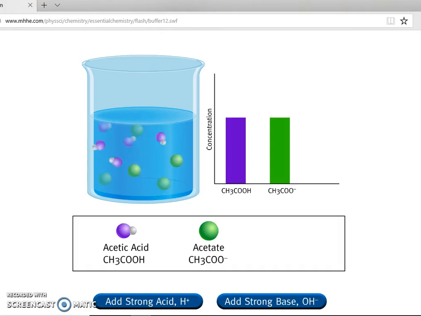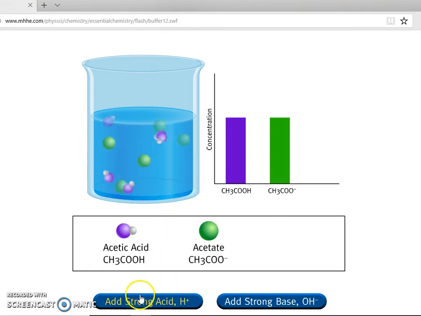A buffer solution has the ability to resist changes in pH upon the addition of small amounts of either acid or base. Choose to add a strong acid or a strong base to the buffer by clicking one of the buttons. So this is our weak acid. This is the acetate ion it breaks into. Now remember, it is going to be an equilibrium arrow.